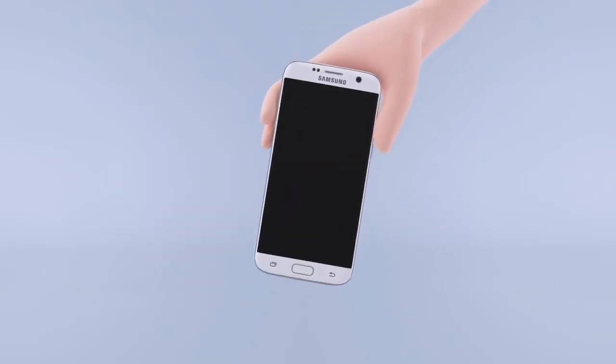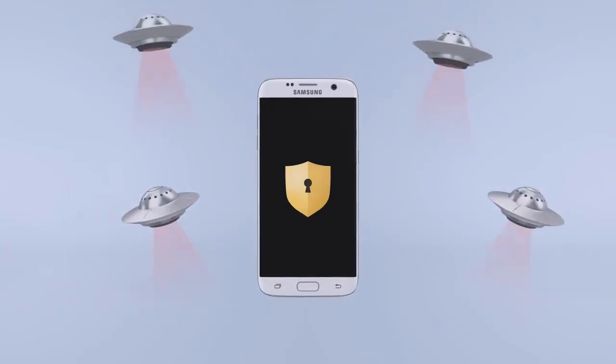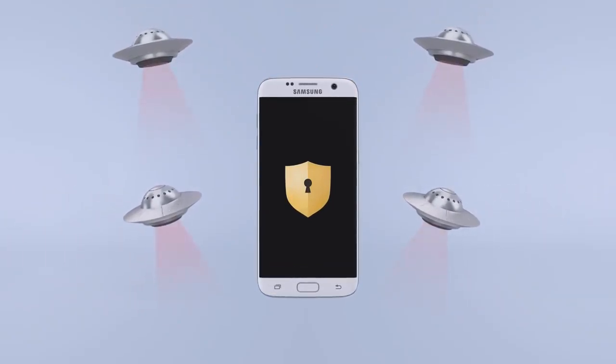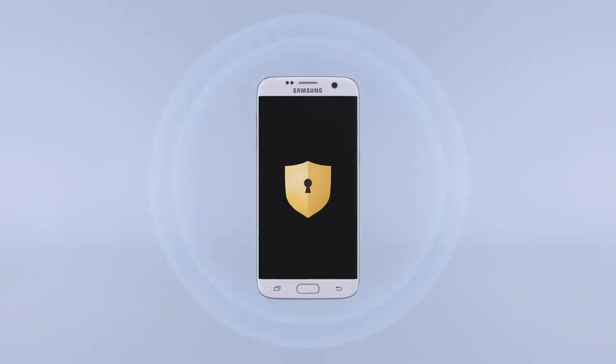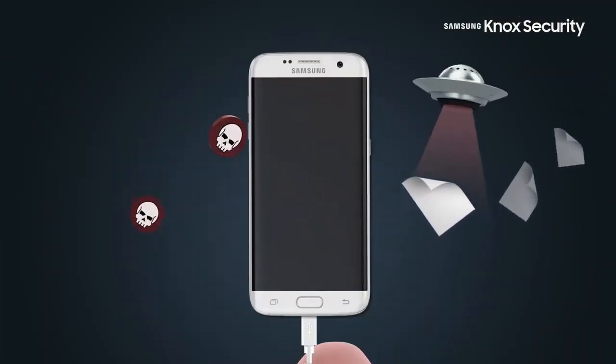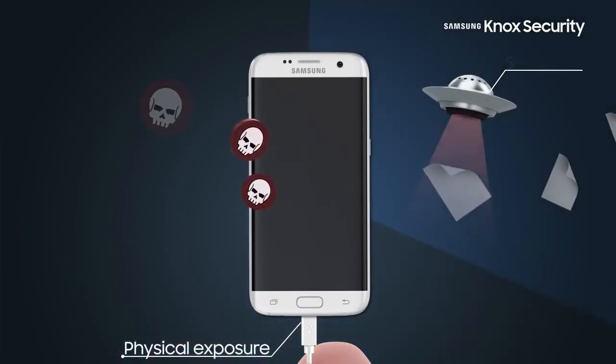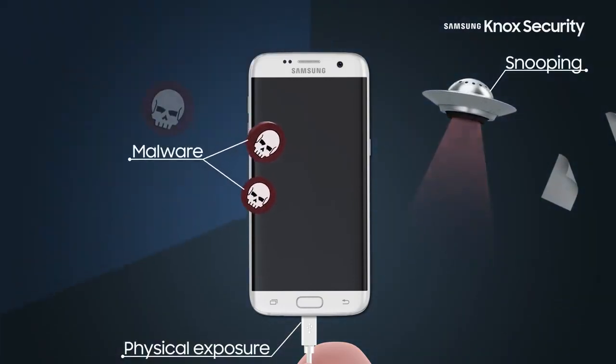That is why we have introduced Samsung Knox. This powerful platform can safeguard the critical business data on your mobile device as the number of security threats out there continues to climb. Modern mobile security threats can be classified under the following categories: physical exposure, snooping attempts, and malware attacks.